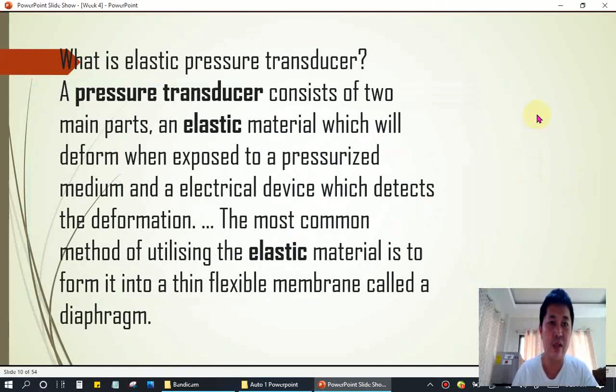So let us come here to the elastic pressure transducer. What is an elastic pressure transducer? A pressure transducer consists of two main parts: an elastic material which will deform when exposed to a pressurized medium, let's say air, water, or oil. Those are the mediums. And an electrical device which detects the deformation. The most common method of utilizing elastic material is to form it into a thin flexible membrane called a diaphragm. So we will see an example.